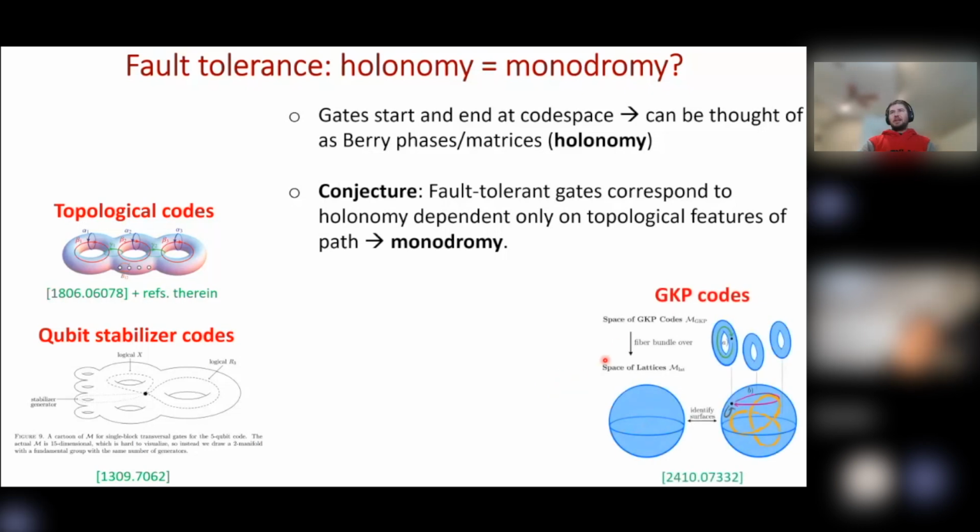This kind of monodromy was explicitly determined for GKP codes, which are these lattice codes. So there, everything is continuous. It's a natural way to try to verify this conjecture, and it was indeed verified. You can parameterize the space of all lattices in a continuous fashion.